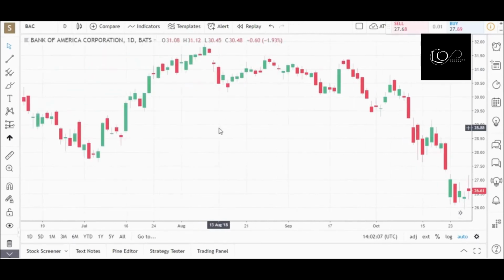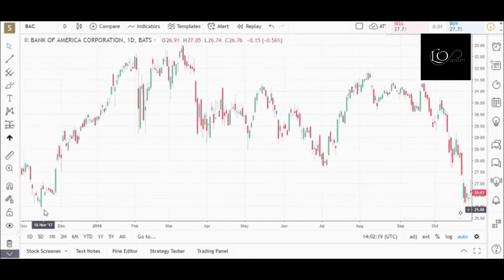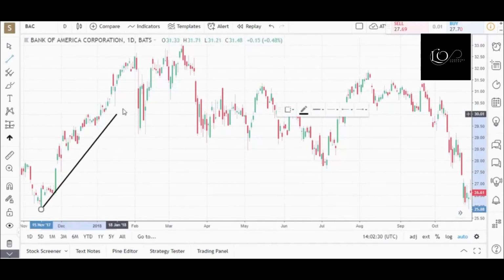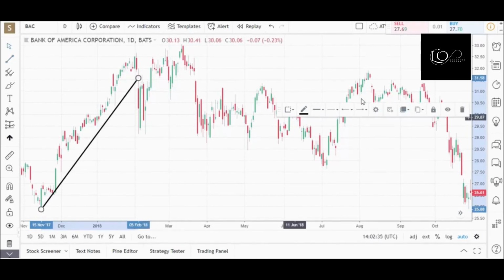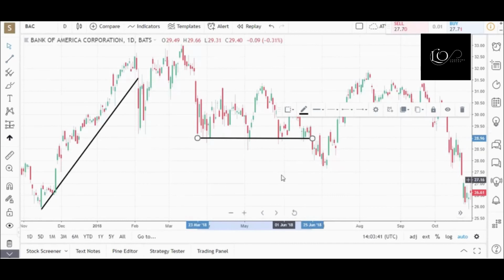Now let's take a look, again using Bank of America. I'm going to zoom in, and we'll look at some trends in the stock. At the beginning of this chart now, in November of 2017, we have an uptrend in the stock. And I'm going to draw a trend line here. So we have the stock moving up in an uptrend. Then the stock moves in a consolidation pattern. And I'll draw a support line. And don't worry, we'll talk about support and resistance in our next video. And a resistance line here.